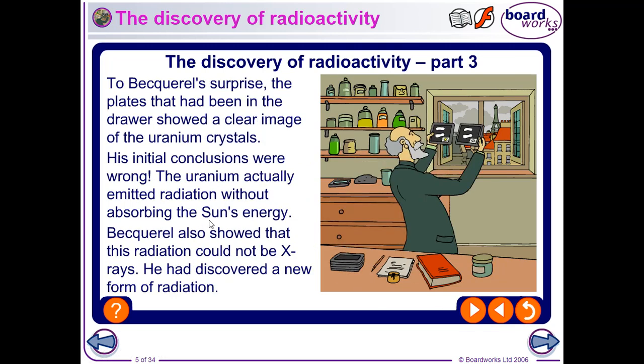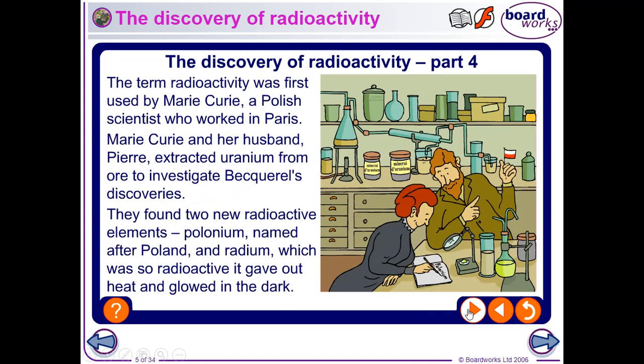So the uranium was emitting some kind of radiation without getting energy from the sun, and he discovered that it wasn't X-rays that had recently been discovered, it was some other kind of radiation. Now we know that it's gamma radiation from the uranium nuclei that are decaying.